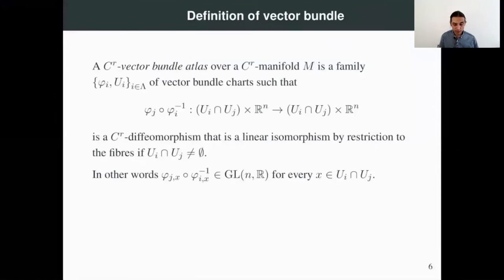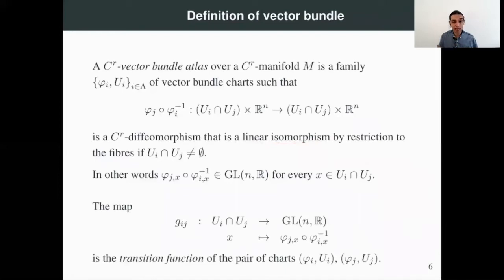Okay, in particular, if we consider for phi j the map phi jx, and we do the same for phi i, this composition over here, by our definition, has to be a linear isomorphism of Rn. So it is an element of the linear group, and that happens for every x. Indeed, in this way, we can define a map from the intersection of the domains of the local charts Ui and Uj that sends the point x to an element of the linear group, which is just the composition of the inverse of phi ix with phi jx. And obviously, since this is an isomorphism of Rn, it can be interpreted as an invertible matrix.